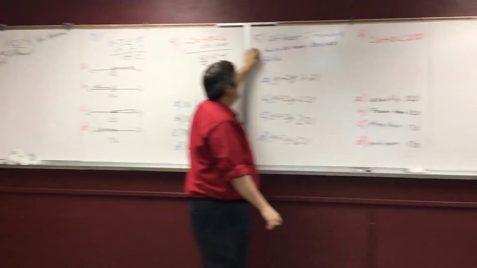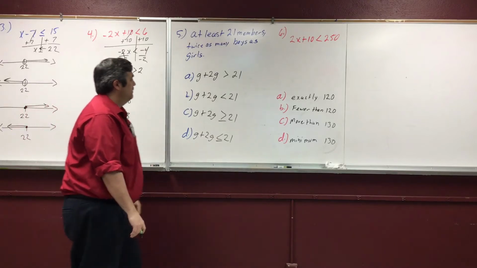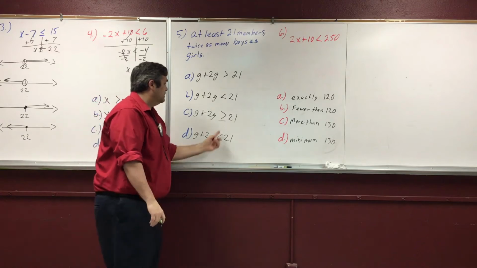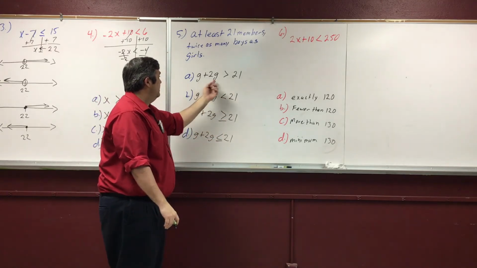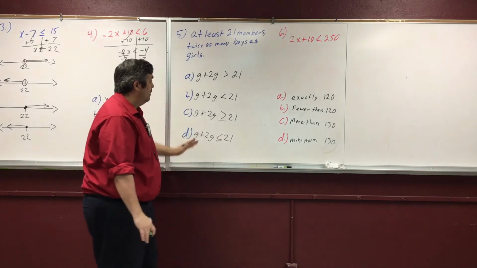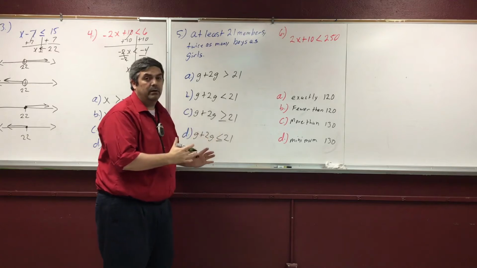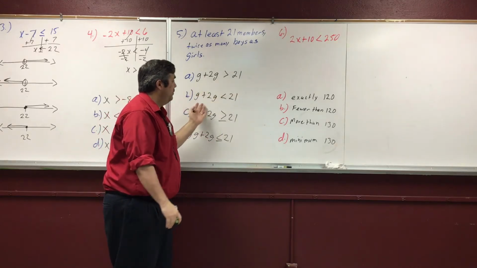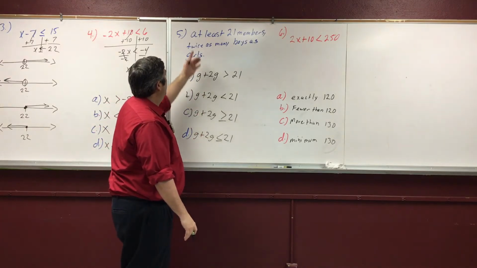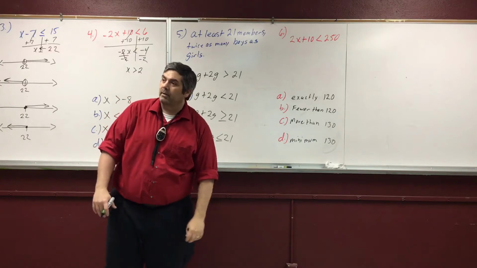All right. At least 21 members, twice as many boys as girls. Now look. All of them are the same except for a couple things. This right here. Outside of that, it's all the same. So at this point, all I got to do is look for the inequality. When they set it up for you like this, all you have to do is look for the inequality. What's my inequality? At least.